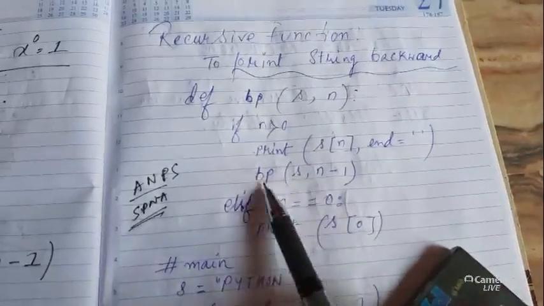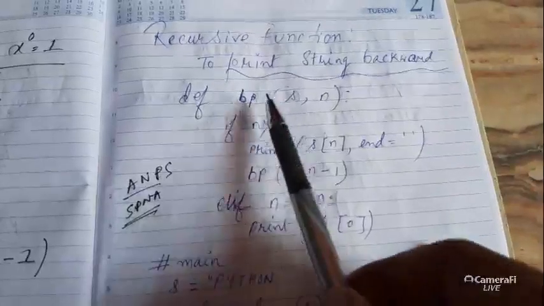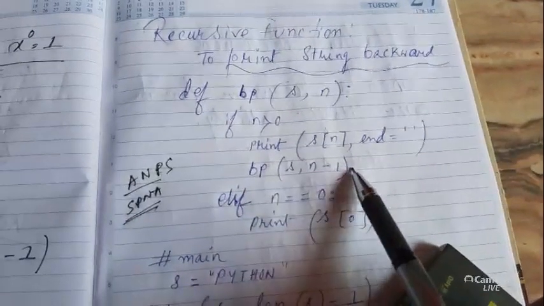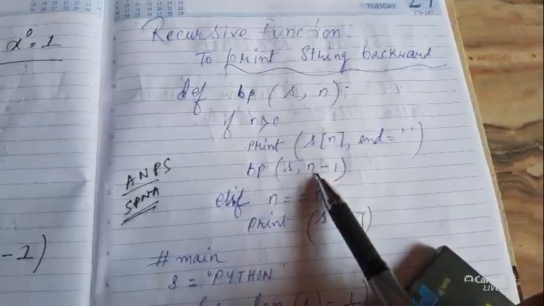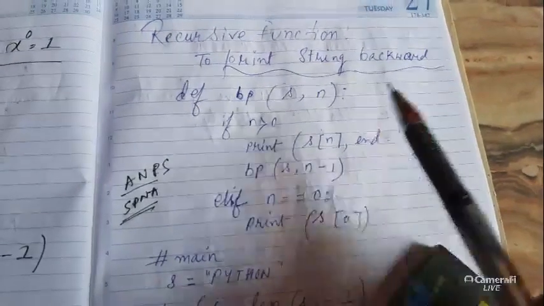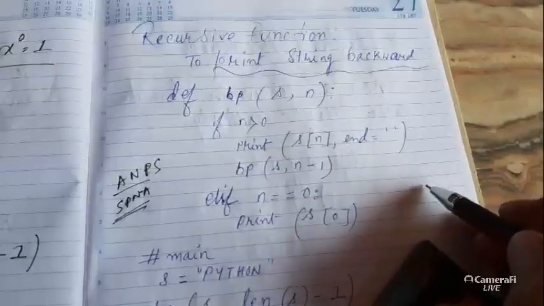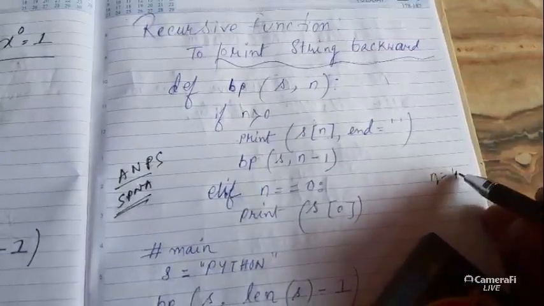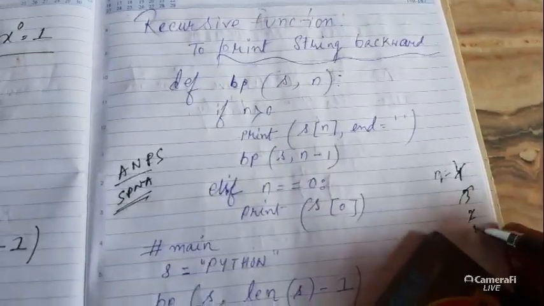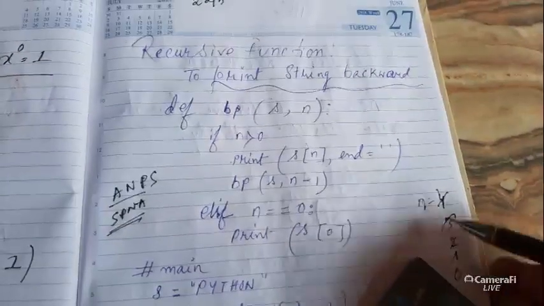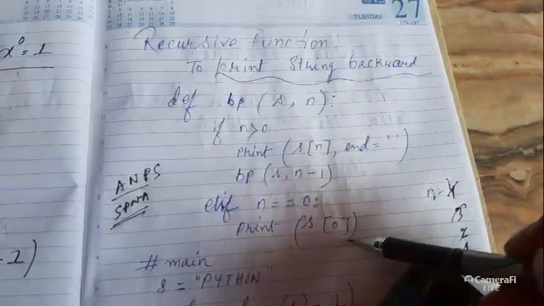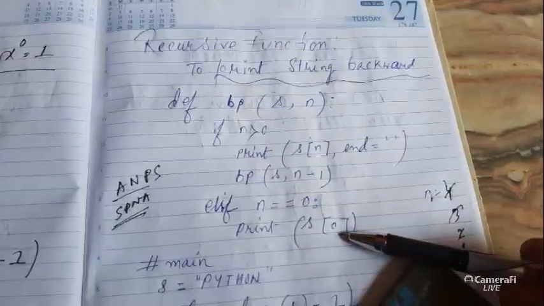Then BP, that is, I am calling the function again, the backward printing function, BP of s comma n minus 1, that is, each position of the character will be subtracted by 1. If n is initially 4 or 5, then from 4 it will reduce to 3, then 2, then 1, and ultimately when it goes to 0, it will return that 0th position character.